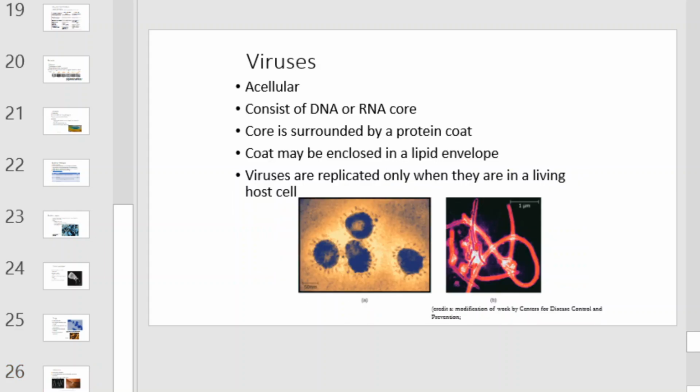Viruses. Viruses are acellular. They are described in this chapter on microorganisms as something that we will learn about in this course, but they are not a living thing. They consist of a DNA or an RNA core. The core is surrounded by a protein coat. The coat may be enclosed in a lipid envelope. Viruses are replicated only when they are in a living host cell, outside of which they may remain dormant for generations.